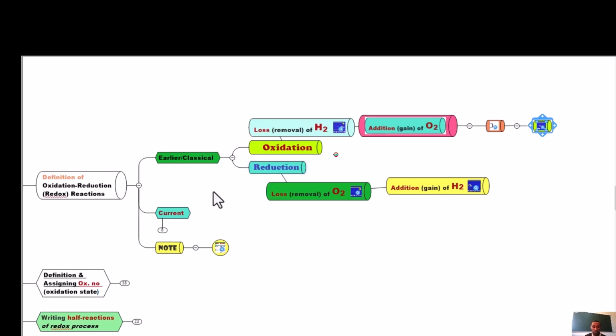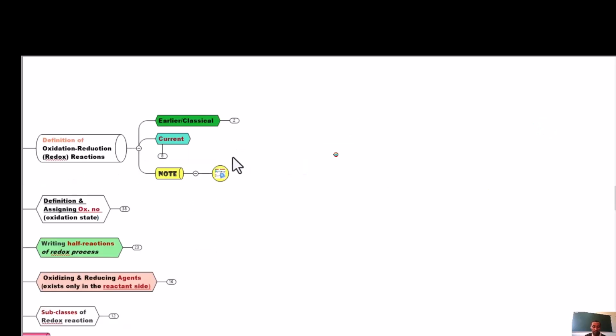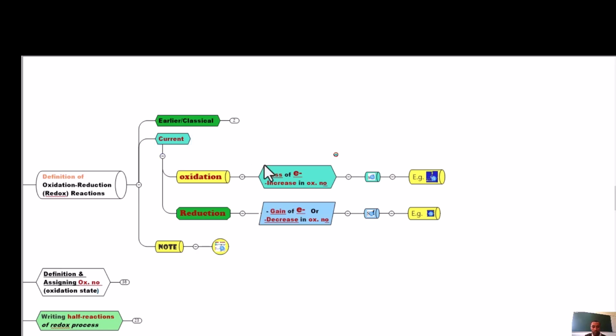And the current definition is based on the loss and gain of electrons. Oxidation is a chemical reaction that involves loss of electrons, whereas reduction is a chemical reaction that involves gaining of electrons. Or, oxidation is a reaction in which the oxidation number increases, and reduction is a reaction in which the oxidation number decreases. To memorize, you can use OIL: Oxidation Is Loss of electrons, and RIG: Reduction Is Gain of electrons.